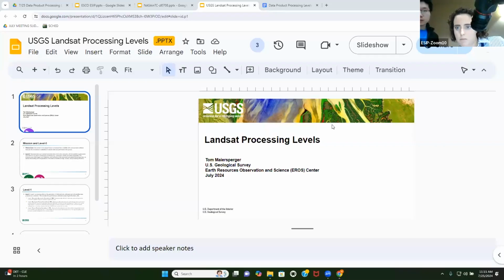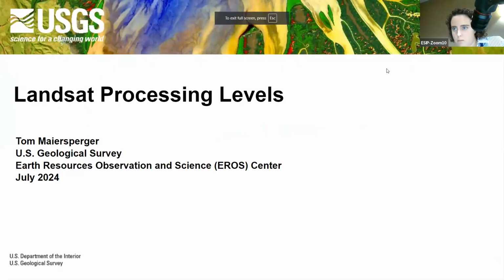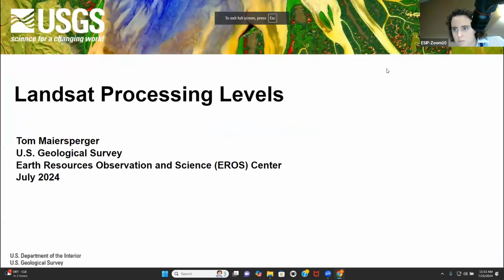While we're getting queued up here, I will say currently the Landsat program has published Collection 2 with all the different process levels, a full reprocessing of the entire archive to the next major version that occurred in 2020. All of those data are publicly available in the cloud. I think most of you know this.